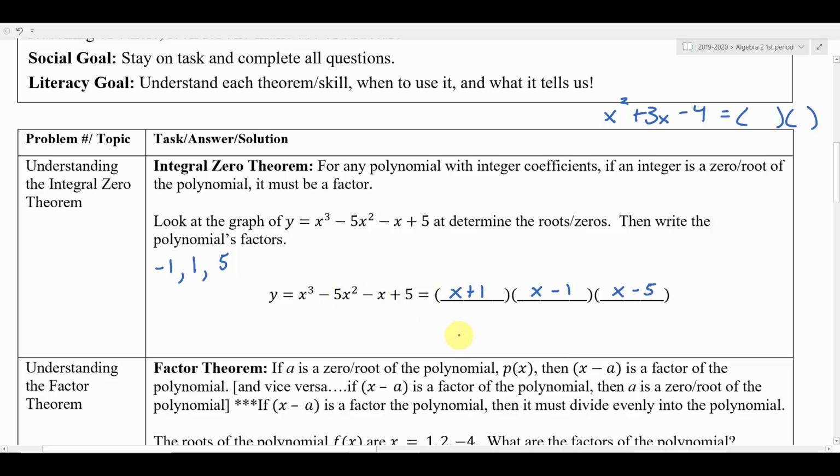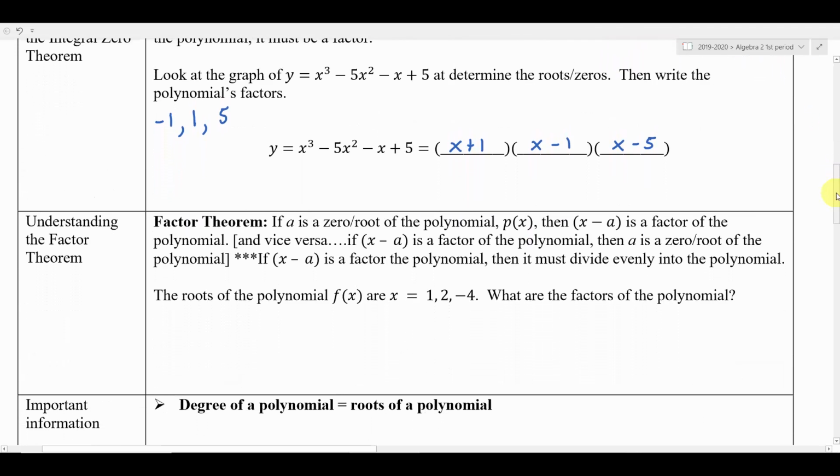But they're not always that simple. So we're going to take a look here at this next theorem. It's called the factor theorem, and it essentially says the same thing as the integral zero theorem. It says if we have a zero, let's call it a, then we know we have a factor x minus a. We just saw that in the previous problem.